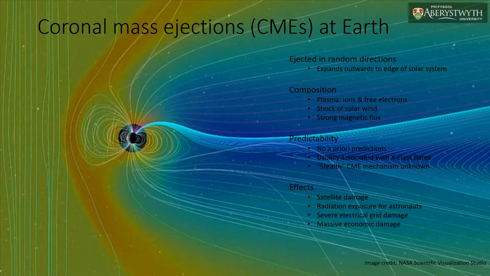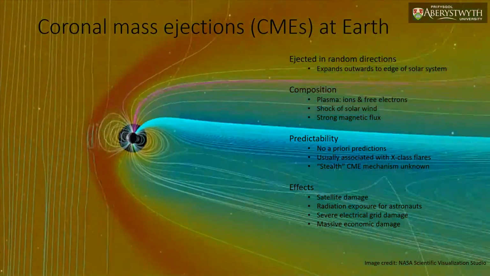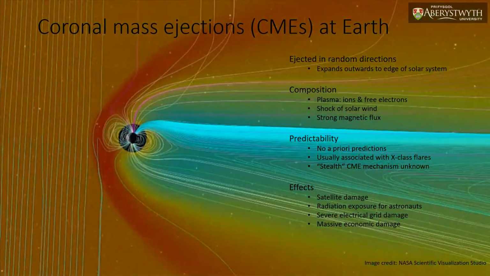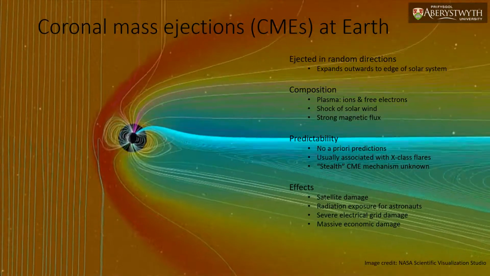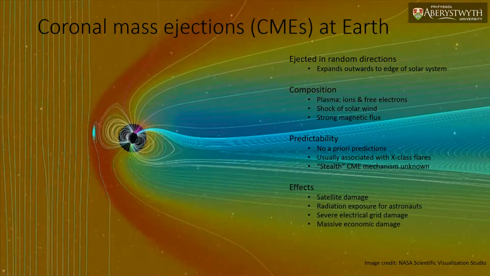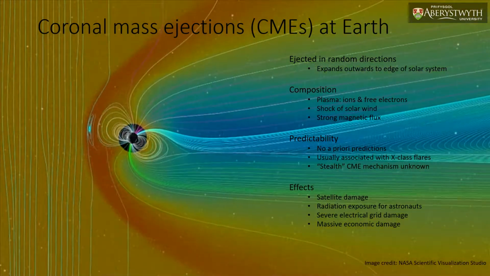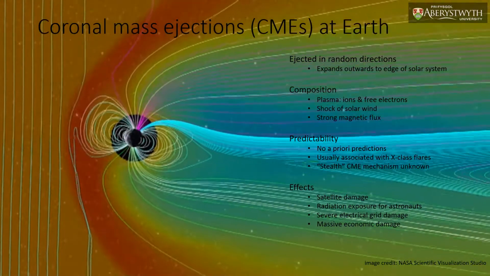So let's take a quick look at Earth's response to a CME. So plasma density is shown in color, and Earth is being bombarded by a shock of high-density reddish regions of plasma. In addition, strong lines of magnetic flux are compressing the Earth's magnetic field on the sunward side, which reduces our protective barrier against charged particles.